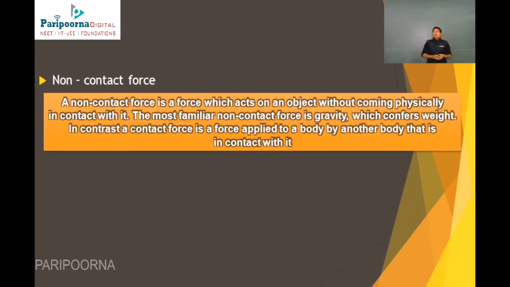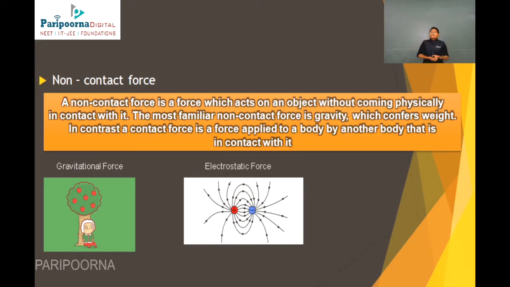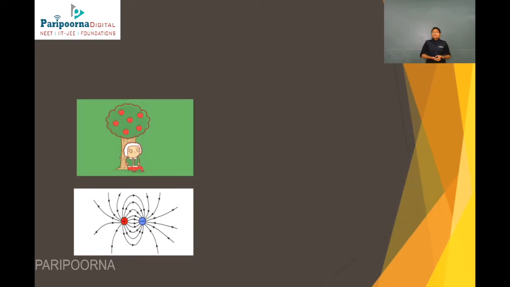Now in non-contact force, a non-contact force is a force which acts on an object without coming physically in contact with it. That's why it is called non-contact force. For example, gravitational force. If an apple falls from the tree to the ground, it is a best example because there is no contact between the fruit and the ground, but it is happening due to the gravitational force. Likewise, electrostatic force and magnetic force.